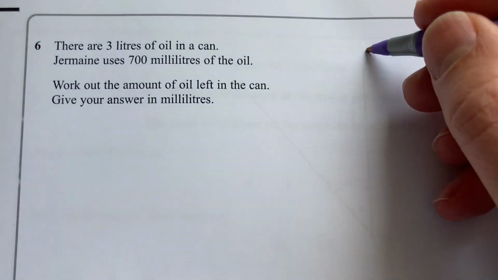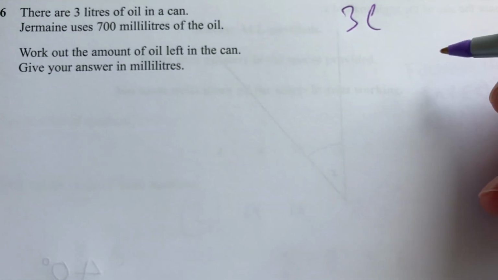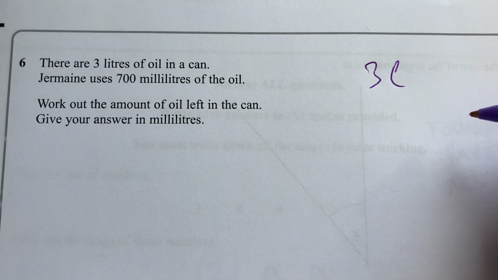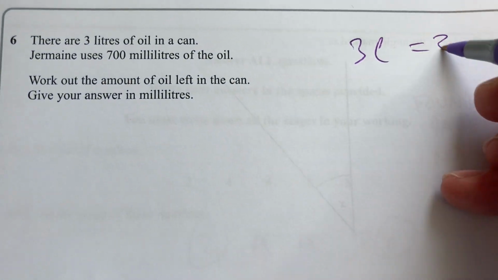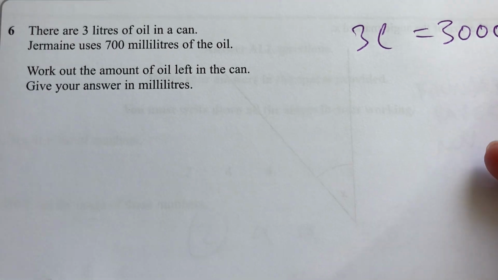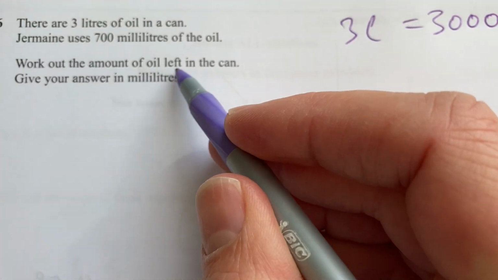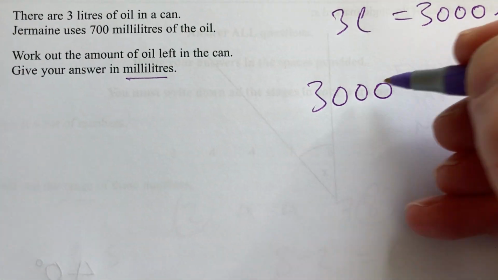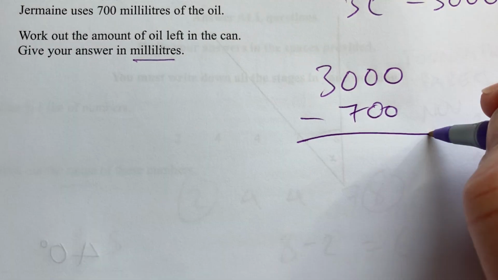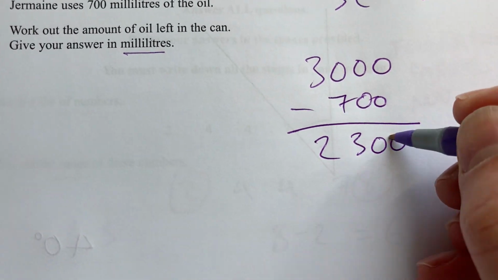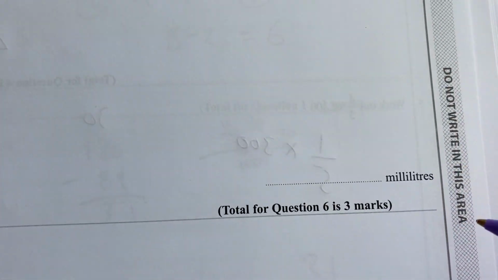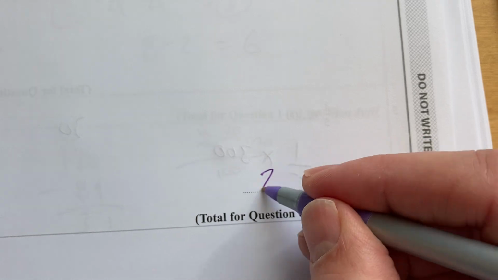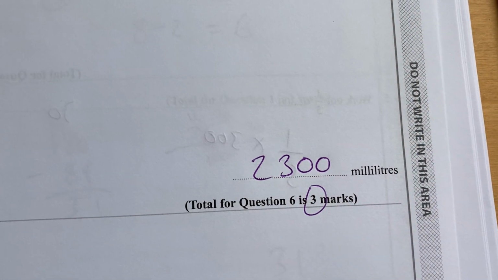There are 3 liters of oil in a can. Jermaine uses 700 milliliters of the oil. 3 liters is 3,000 milliliters. Work out the amount of oil left in the can and leave the answer in milliliters. 3,000 minus 700 is going to be 2,300. Giving us a lot of space, a lot of marks. 3 marks, 2,300 milliliters.